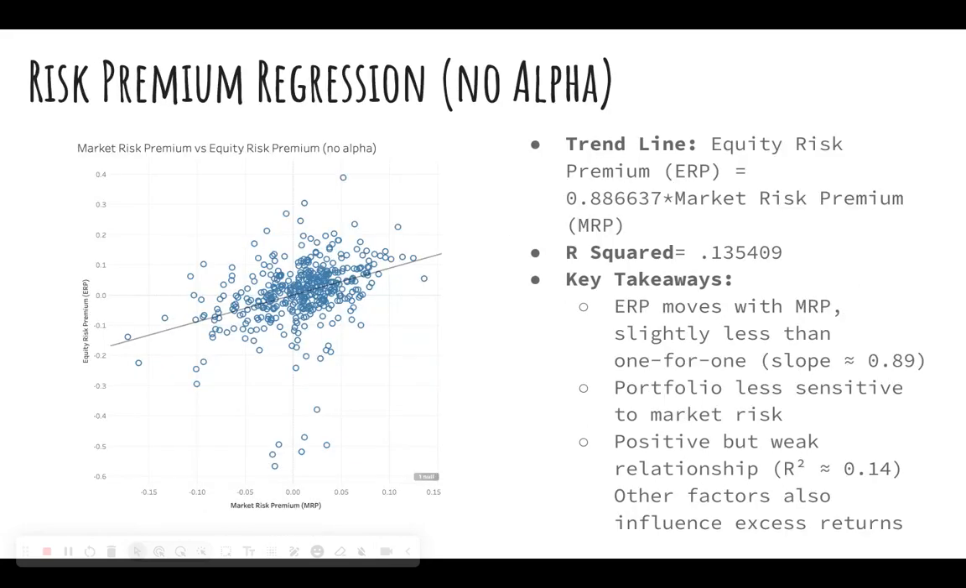The next model we look at is the monthly risk premium regression with no alpha. This model compares the market risk premium and the equity risk premium. The market risk premium represents the extra return investors demand for taking on market risk instead of holding risk-free assets. The equity risk premium is our portfolio's version of that. It's the monthly return minus the risk-free rate. The slope here again is around 0.89, which shows that our portfolio's excess returns move with the market but with a bit less sensitivity. And the R-squared value of 0.14 means the relationship is positive but weak. So while the market influences returns, other factors drive much of the performance.